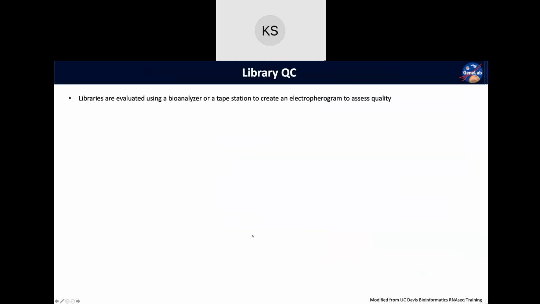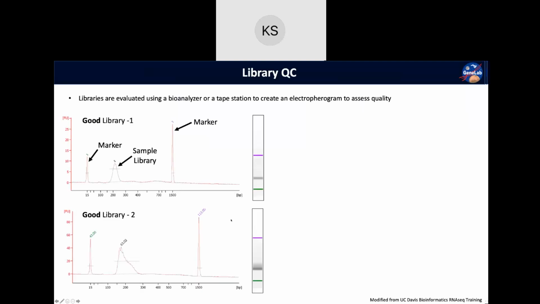So rather than evaluating libraries one at a time, we can actually evaluate multiple libraries at a time, and we can run really teeny tiny gels that are hooked up to computers to generate electropherograms automatically, which is really convenient. And those machines are called bioanalyzers or tape stations. And that's what we use routinely to assess the quality of the libraries that we prepare, and so do all sequencing facilities. And so here are some examples of some good libraries.